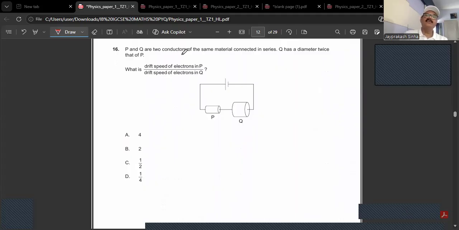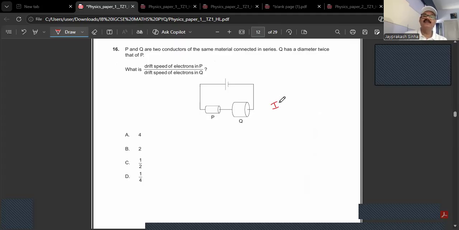Here, P and Q are two conductors of the same material connected in series. Q has a diameter twice that of P. What is the drift speed of electrons in P? Find the ratio of drift speed of electrons in P to the drift speed of electrons in Q. So what is the relation?